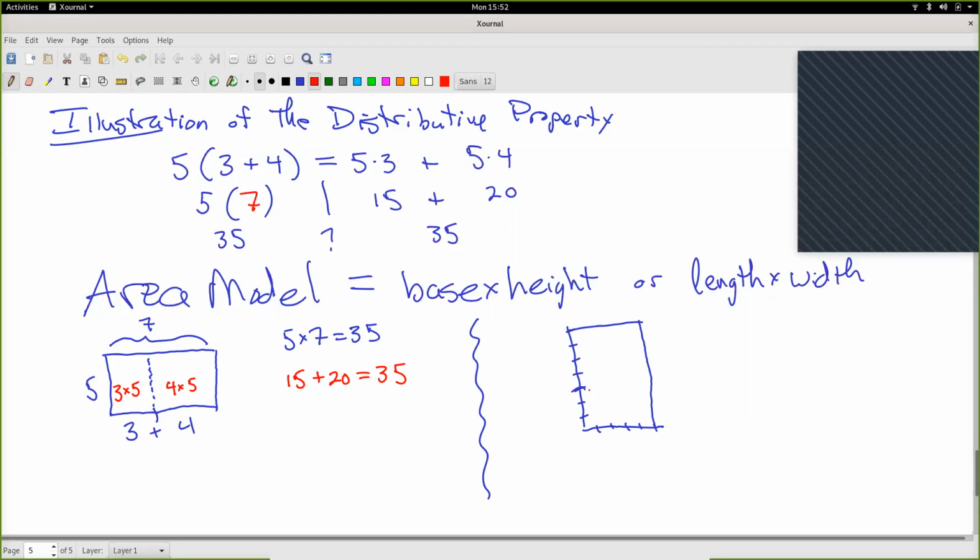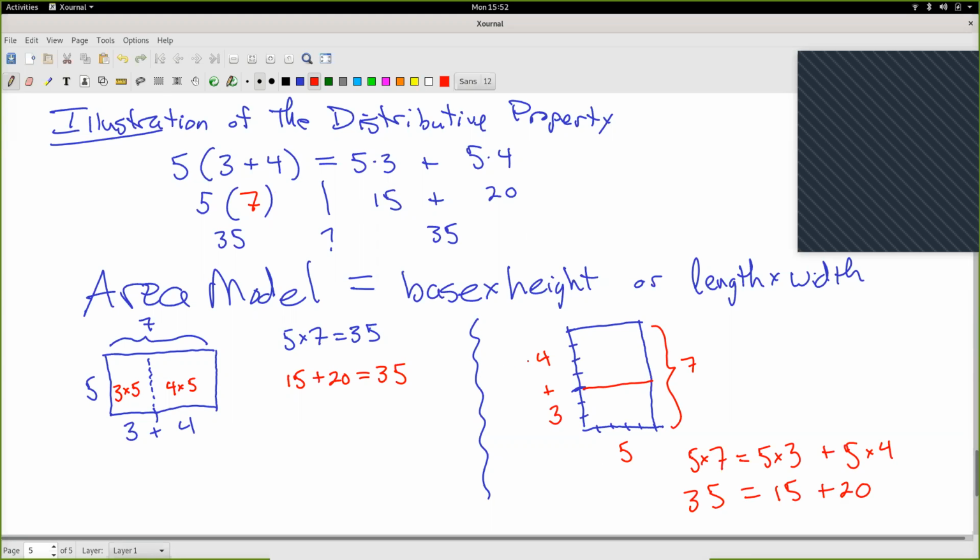And then I can draw in that division right here. And I can view this as 3 plus 4. And there's my 5 over there. And then I have the whole thing as 7 tall. And so either I can view this as 5 times 7, or I can view it as 5 times 3 and 5 times 4. So that shows me 35 is the same as 15 plus 20. So a couple ways you can illustrate that out.